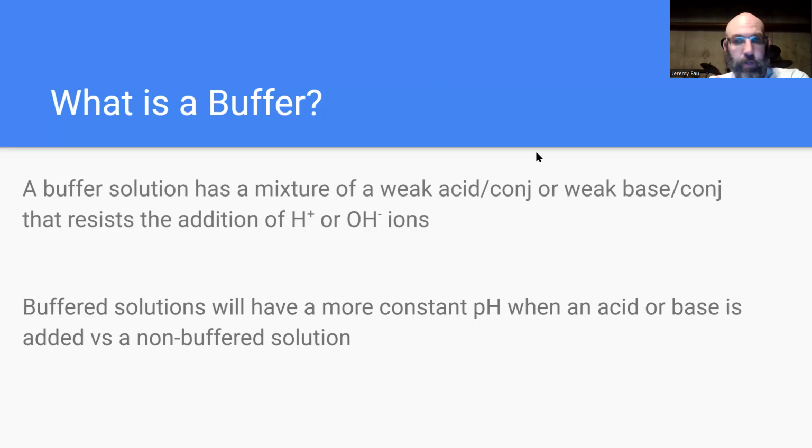Compared to a solution that's not buffered, a buffer solution will have a more constant pH when acid or base is added. The whole reason they can do this is because it has both a weak acid and a conjugate base present, or vice versa, a base and its conjugate acid. If you have an acid present, it can react with hydroxide ions and neutralize them. If you have a conjugate base present, it can react with H plus ions, and therefore it can also resist the change of pH.